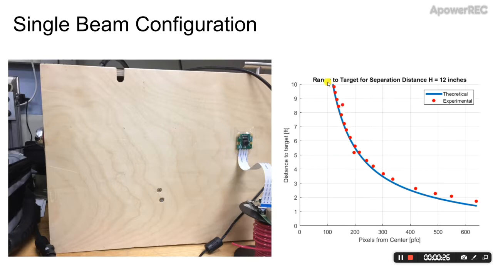Several distances were recorded using the single beam configuration, which are depicted by the red dots in this graph, and they are then compared to the theoretical values, depicted by the blue line. Seeing that we have good agreement between experimental and theoretical data, we could then proceed with the line laser configuration.